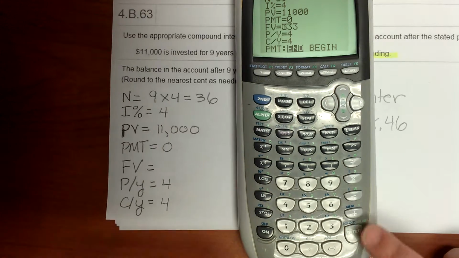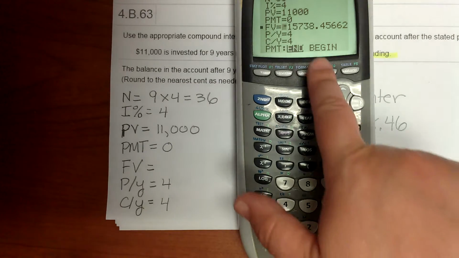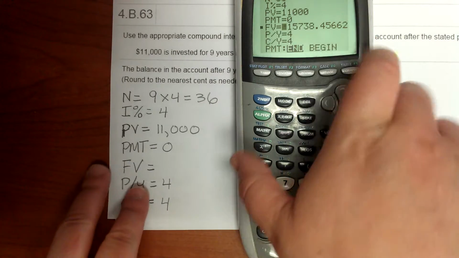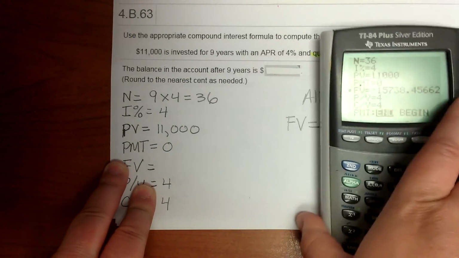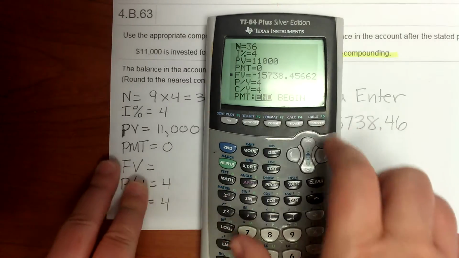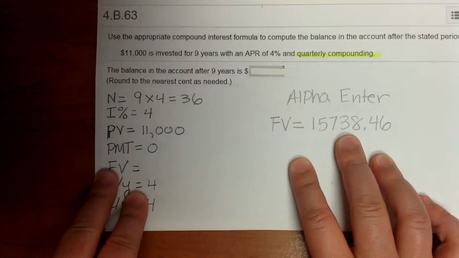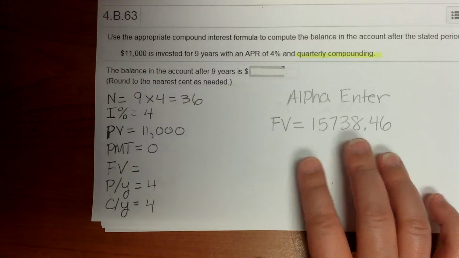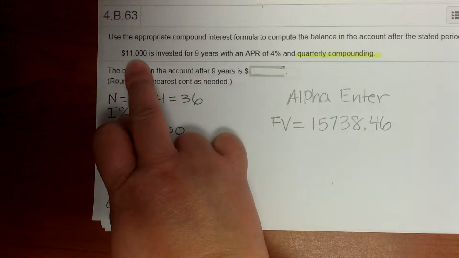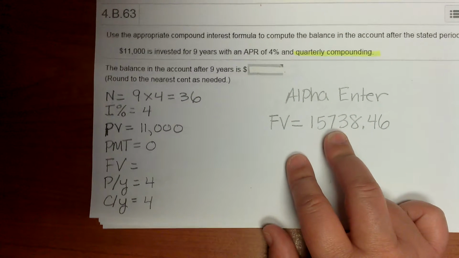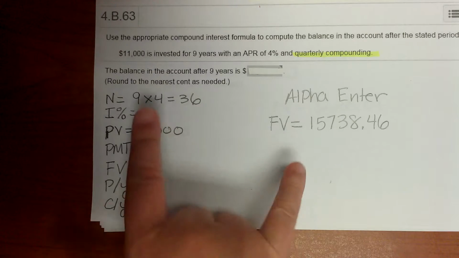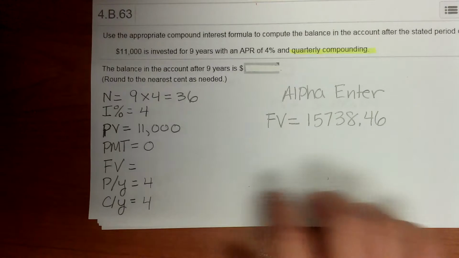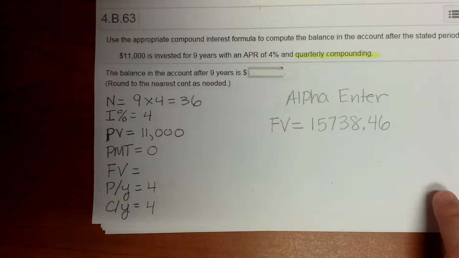So I'm going to hit alpha, enter, and it will tell me my future value in 9 years compounded quarterly at an interest rate of 4%. So this is what we would have in 9 years. This is my future value of what's going to be in the bank. Now, if the question additionally asked you for how much interest did you make, since you put in 11,000 in the bank, and this is how much you had after 9 years, the difference needs to be the interest. So I would take this amount minus this amount, and whatever's left over is going to be the amount of interest that you've earned.